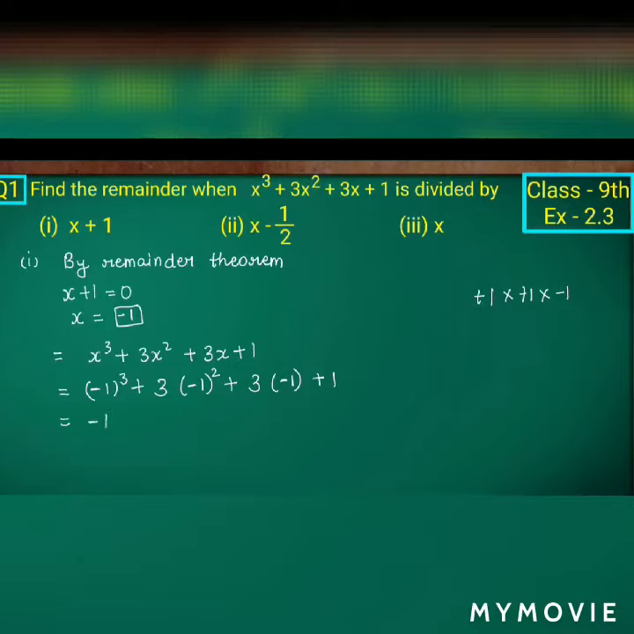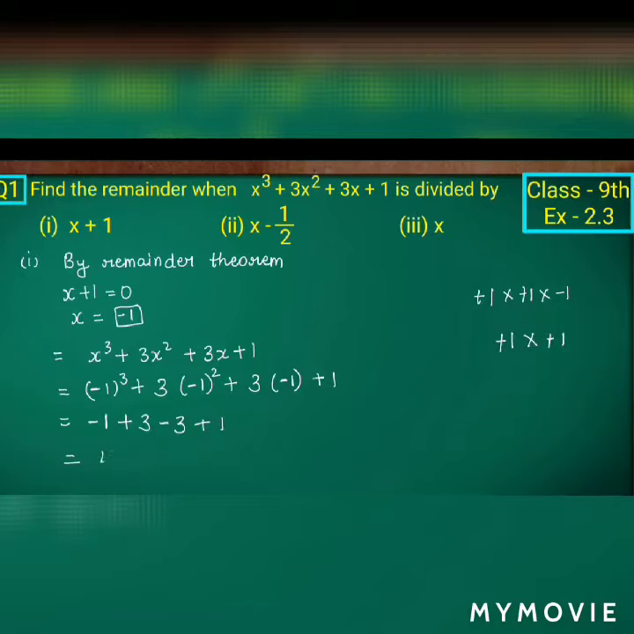So minus 1 plus, we know that minus 1 whole square is plus 1, isn't it? That is, minus 1 into minus 1, minus into minus is plus. So plus 1 into 3 is plus 3. Now plus into minus is what? Minus. So minus 1 into 3 is minus 3 plus 1. If you observe here, we have minus 1 plus 1 and plus 3 minus 3. All will get cancelled, right?